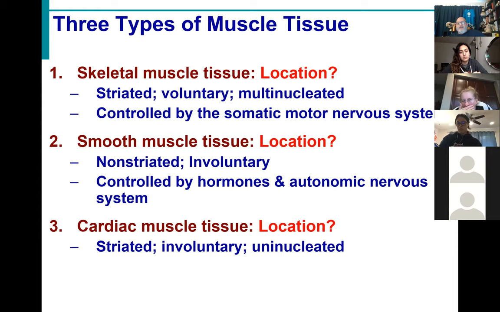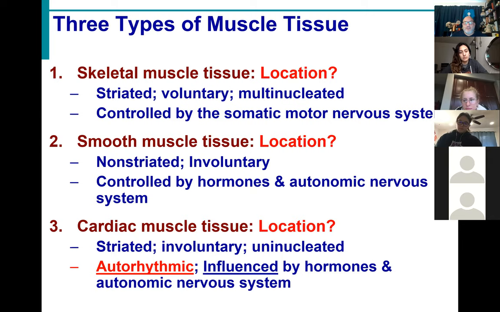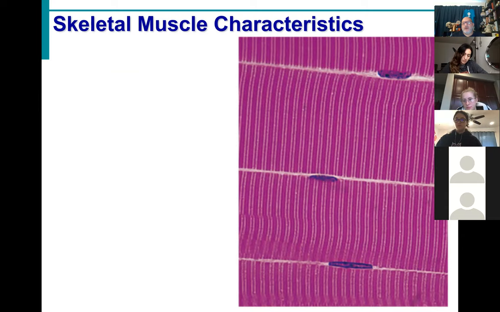It is autorhythmic, capable of producing its own action potentials, but it can be modified, it can be influenced by hormones and the autonomic nervous system. We understand these characteristics, and let's take a quick look at some of this tissue under the light microscopy. Notice here we see the portion of four, not the entire muscle cells, but here's a portion of one, here's the second, here's the third, and here's a portion of the fourth muscle cell.